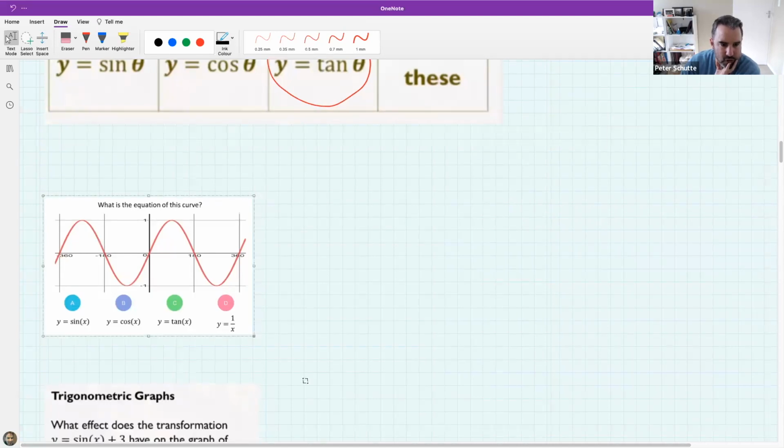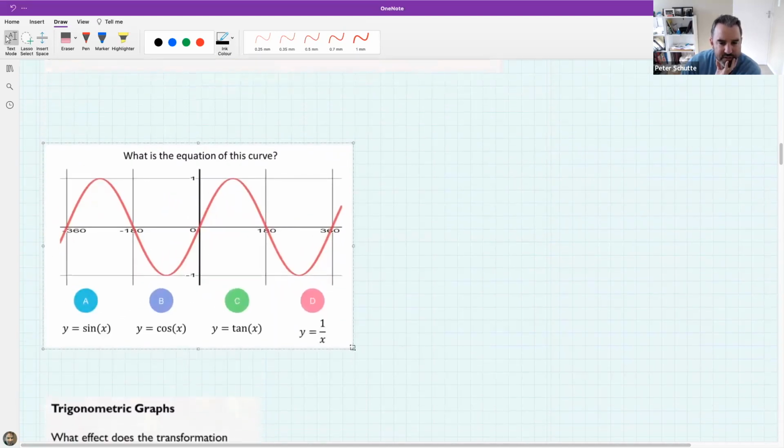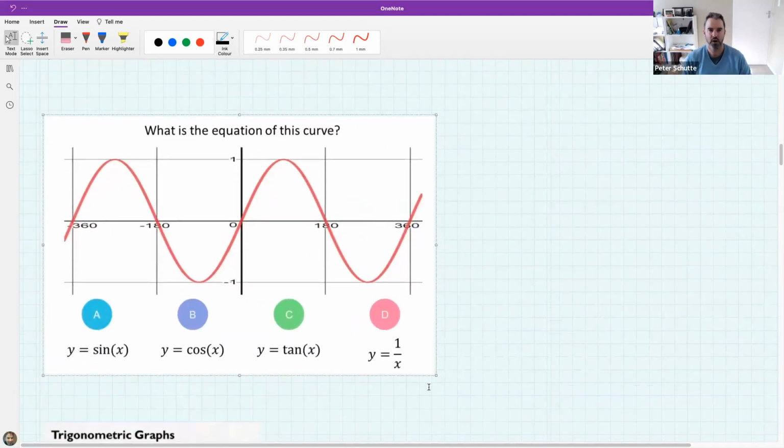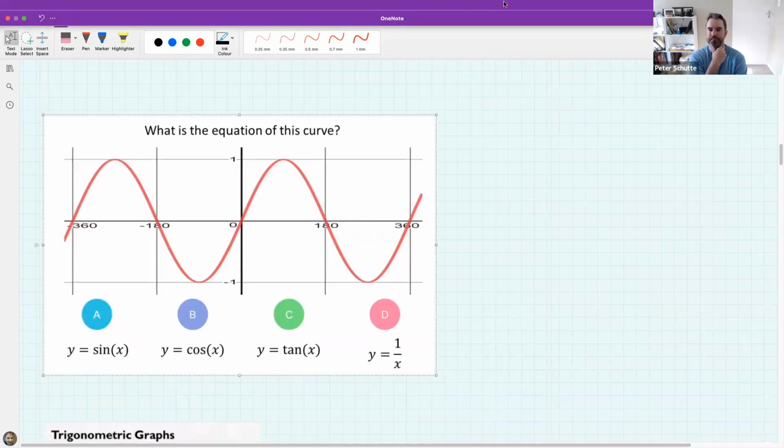Okay, now I want you to identify the equation that goes with this curve. What is the equation of this curve? Can you match it?